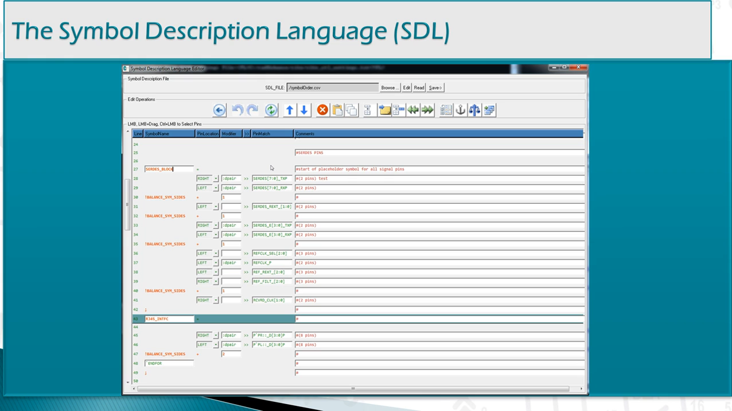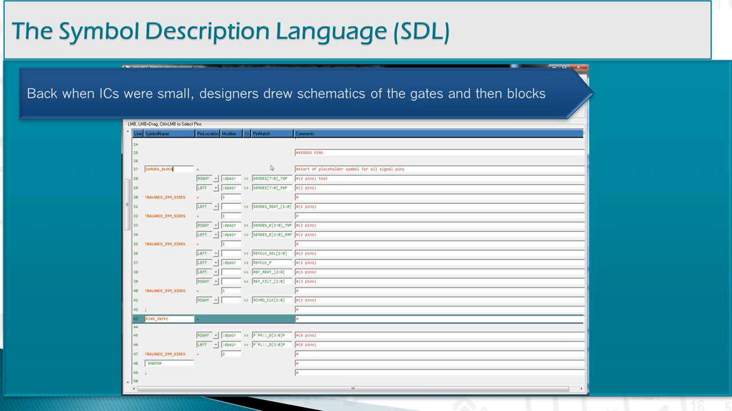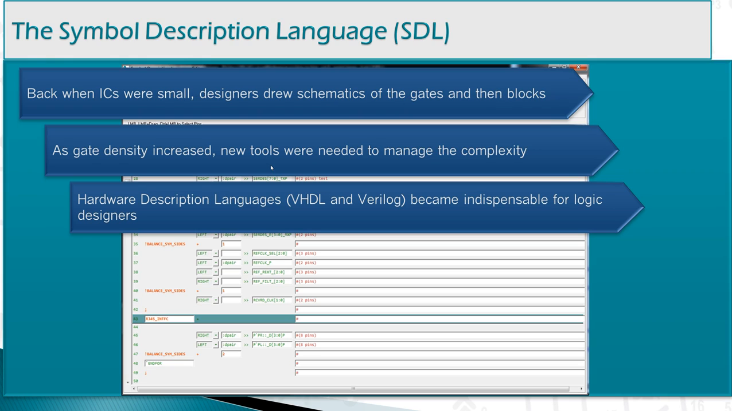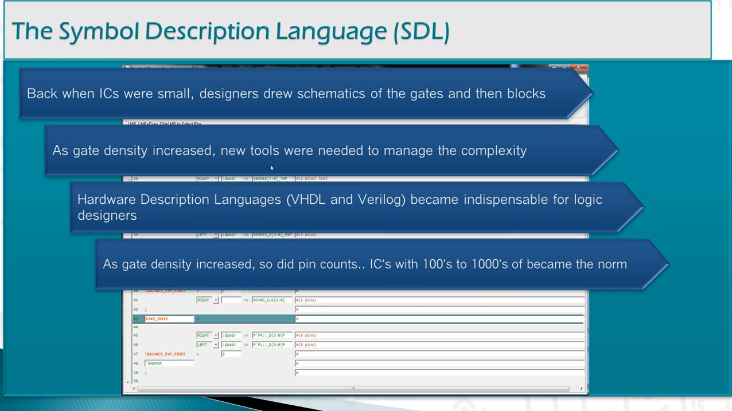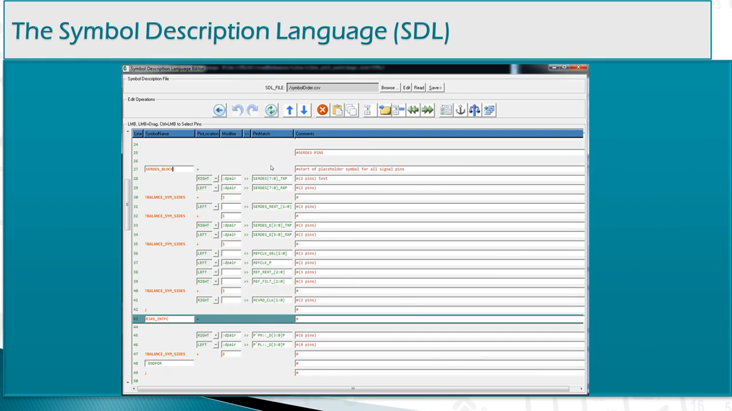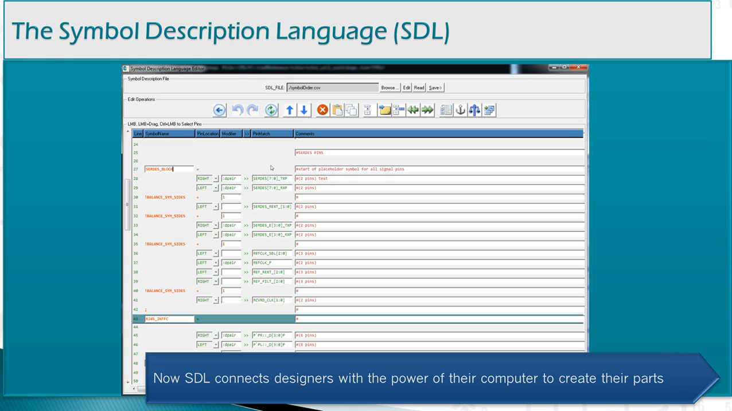Here's a little background on the symbol description language that was created by CAD Enhance to make part building more efficient. Back when ICs were small, designers drew schematics of the gates and then the blocks. As gate density increased, new tools were needed to manage the complexity. Hardware description languages like VHDL and Verilog became indispensable for logic designers. As gate density increased, so did pin counts, so ICs with hundreds to thousands of pins have become the norm. Hardware designers and librarians still create symbols for these parts with inefficient schematic tools. Now SDL connects designers with the power of their computer to create their parts.